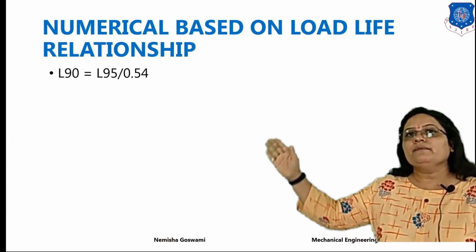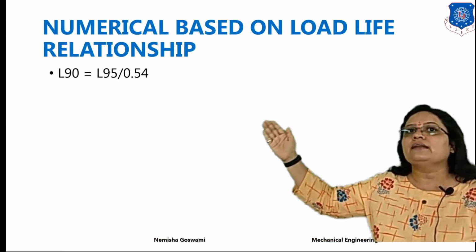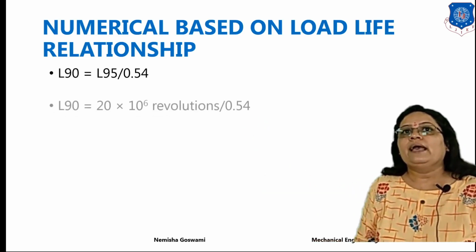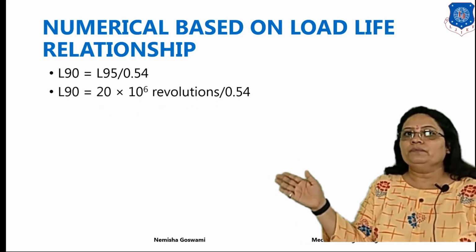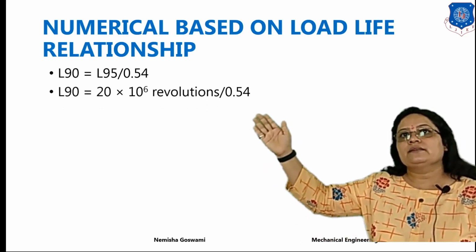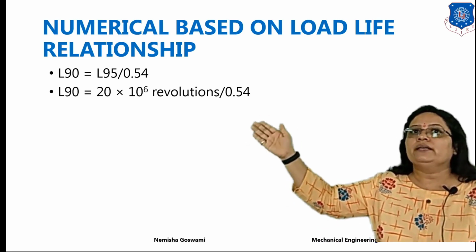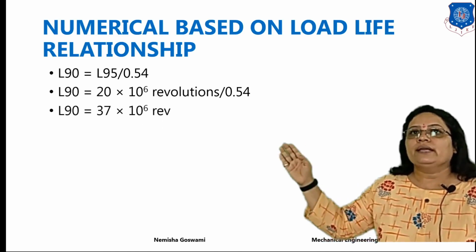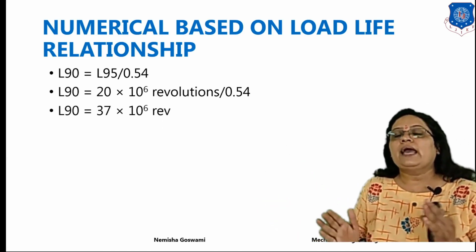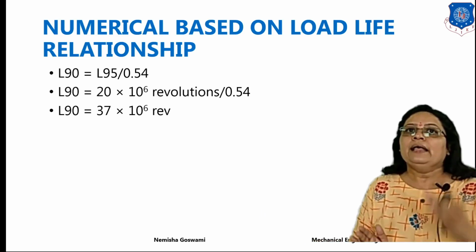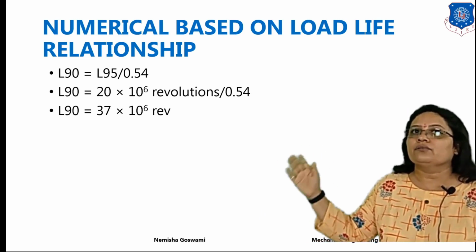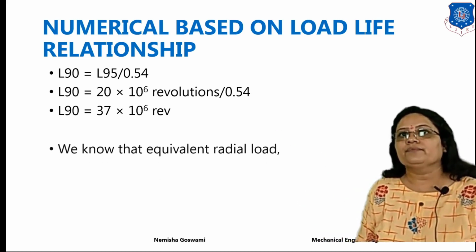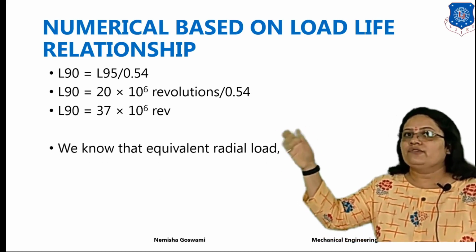So life of the bearing with respect to 90% reliability is equal to L95 divided by 0.54, and the life of the bearing with respect to 95% reliability is given. So this is equal to 20 into 10 power 6 revolutions divided by 0.54, right? So you get L90, the life of the bearing with respect to 90% reliability, equal to 37 into 10 power 6 revolutions. So this was the first step.